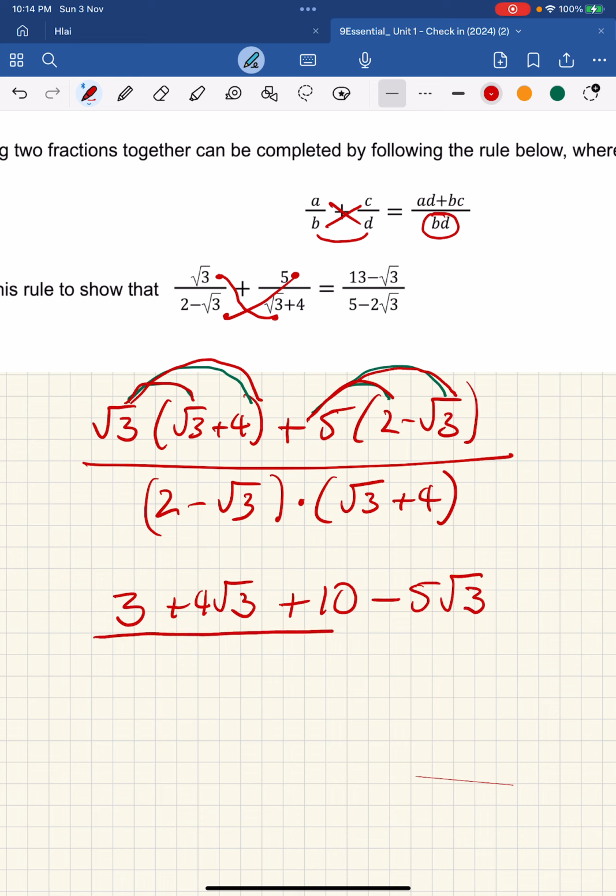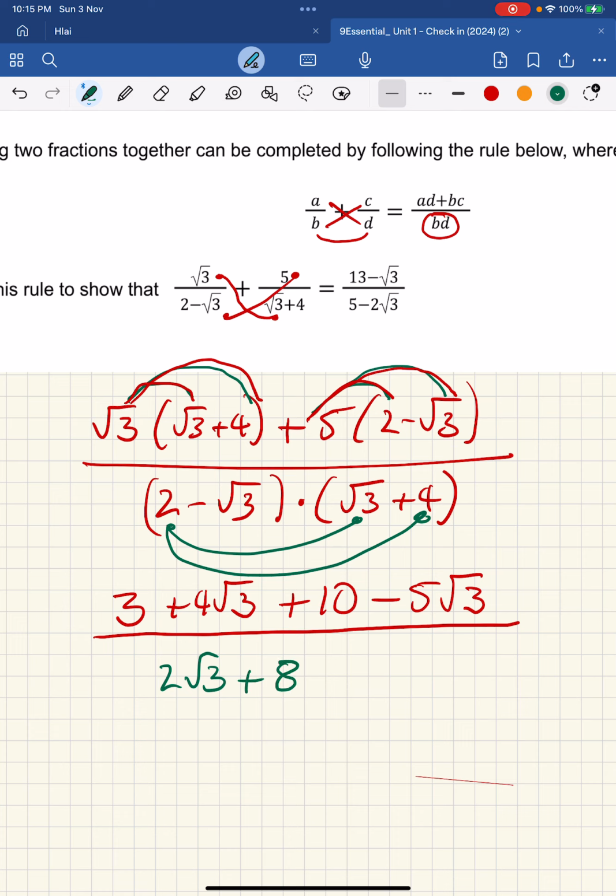And then the denominator, I could do the grid method again, but this time I'm going to try and step away from the grid method and just maybe speed it up a little bit. It's the first guy 2 times by the root 3, that's 2 root 3. 2 times by the 4 to give me positive 8. And then it's negative root 3 times root 3, so that would be negative 3, the roots undo each other. And negative root 3 times by positive 4 is negative 4 root 3.